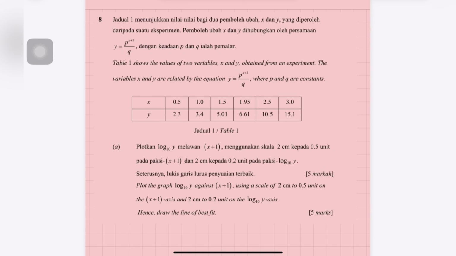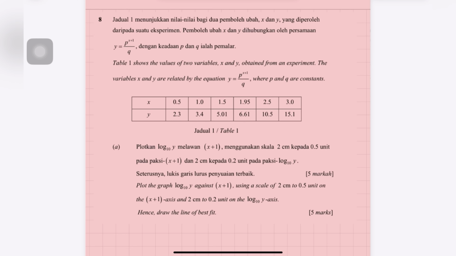Number 8, table 1 shows the values of two variables x and y obtained from an experiment. The variables x and y are related by the equation y equals p power of x plus 1 over q, where p and q are constants. A, plot the graph of log y base 10 against x plus 1 using the scale of 2 cm to 0.5 unit on the x plus 1 axis and 2 cm to 0.2 units on the log y axis. Hence draw the line of best fit.